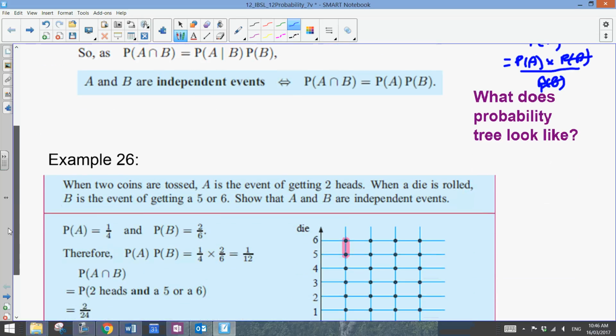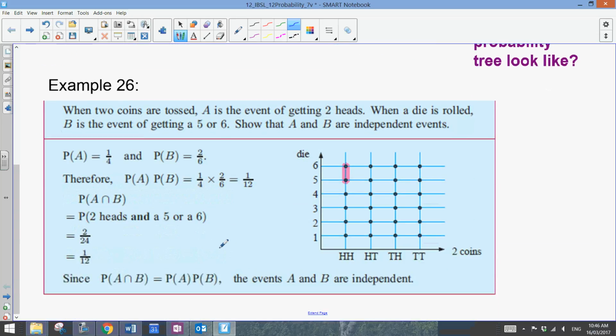If we look at an example, when two coins are tossed, A is the event of getting two heads. So here is my possibility of getting two heads. We've got 6 out of 24, or 1/4. And when a die is rolled, event B is the event of getting 5 or 6. That's 8 out of 24, or 2 out of 6.